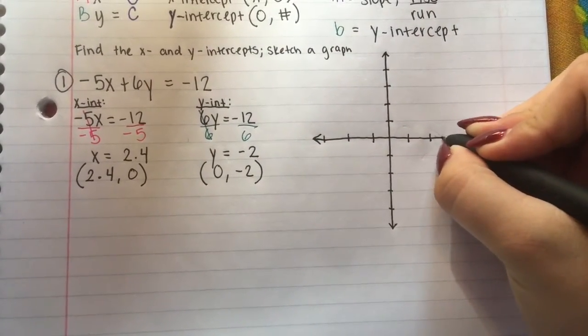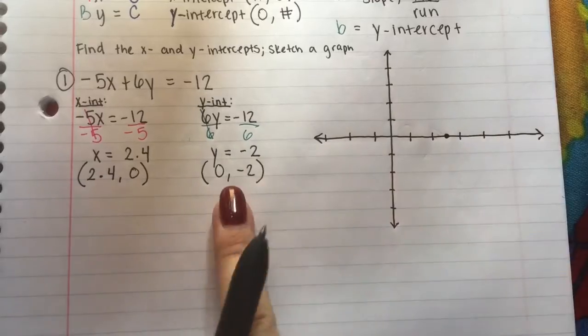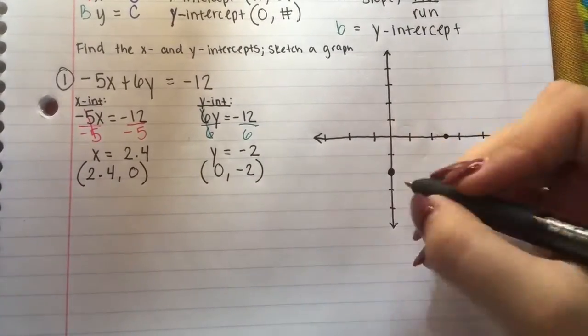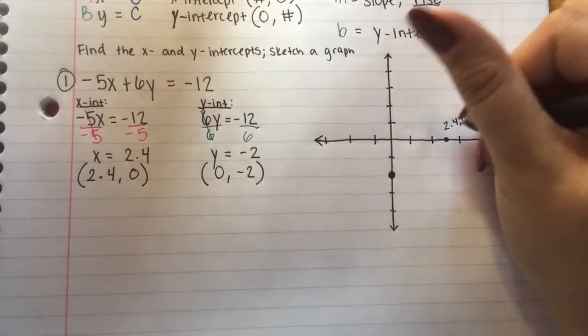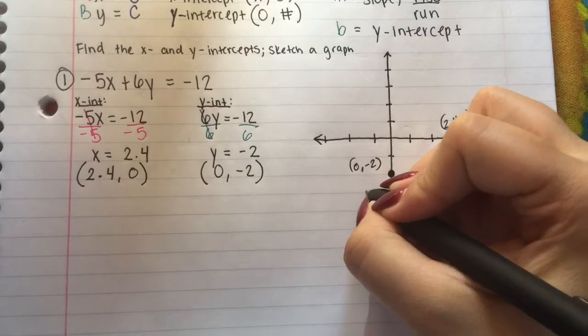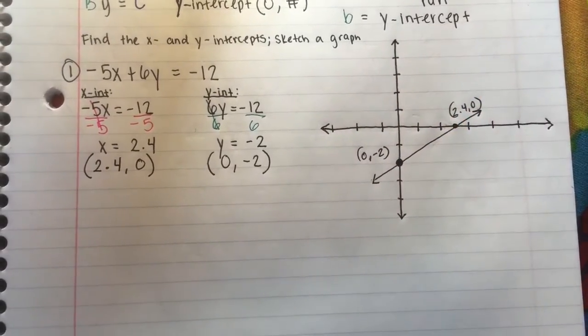After I sketch a graph on the right-hand side of my page, I'm going to take a look at the x-axis and find that 2.4. Then I'll take a look at the y-axis and I'll find that negative 2. These are my x and y-intercepts. All you need is 2 points to make a line. Once you plot those 2 points, you can connect the dots, and boom, there's your line.